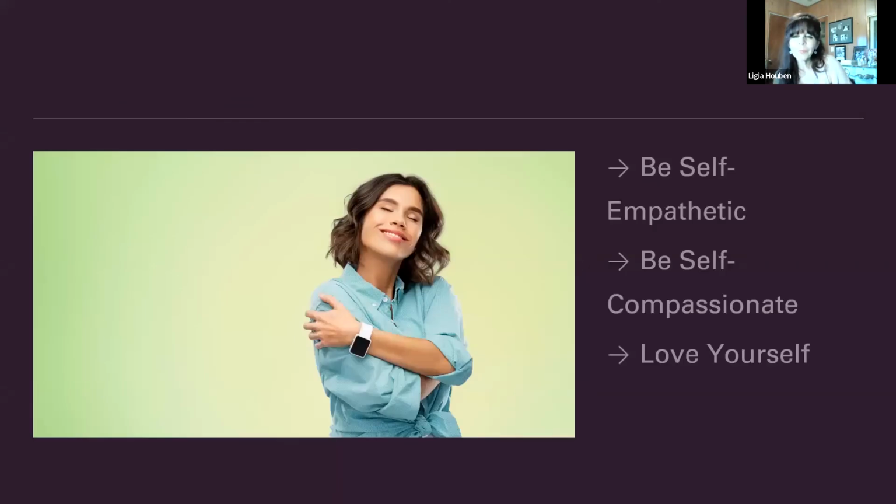Okay, and now remember, being self-empathetic, be self-compassionate, and love yourself. I ask you, how many times have you ever hugged yourself? To really hug yourself and just give that love. Look at that picture. Isn't that a beautiful expression of this woman? So that's why I wanted to leave you with that image in mind. Remember, be self-empathetic, be self-compassionate, and love yourself.